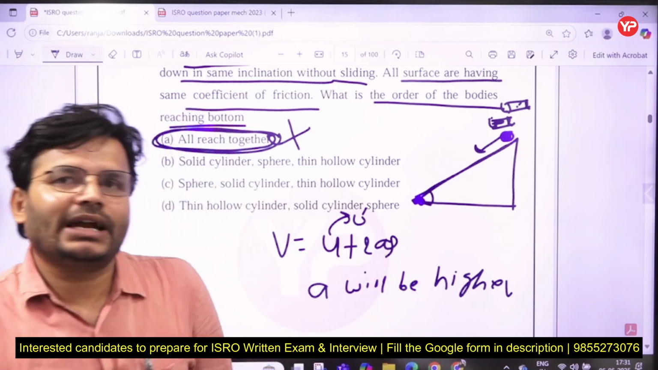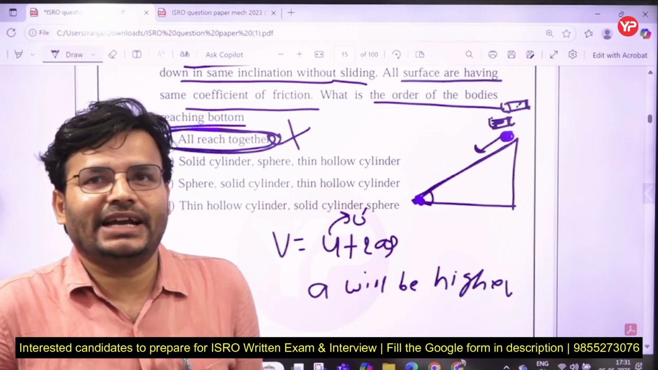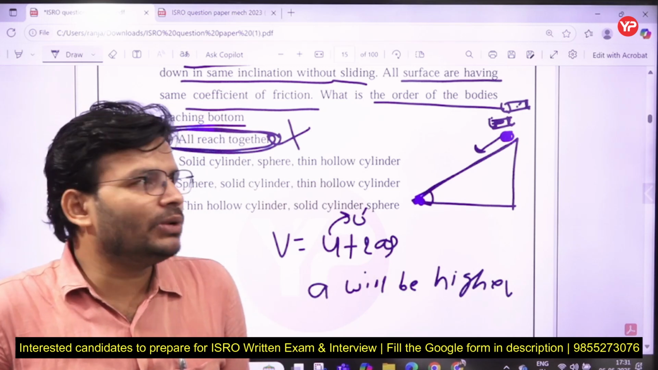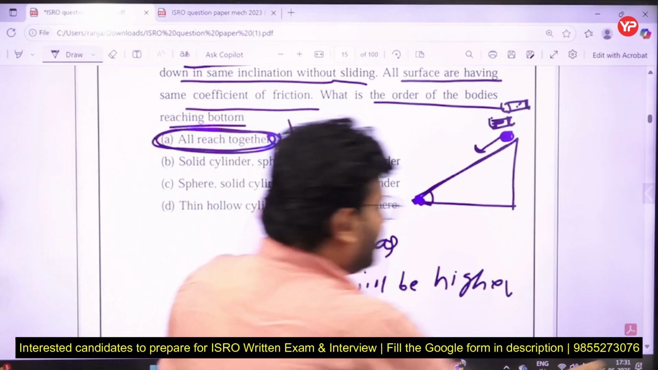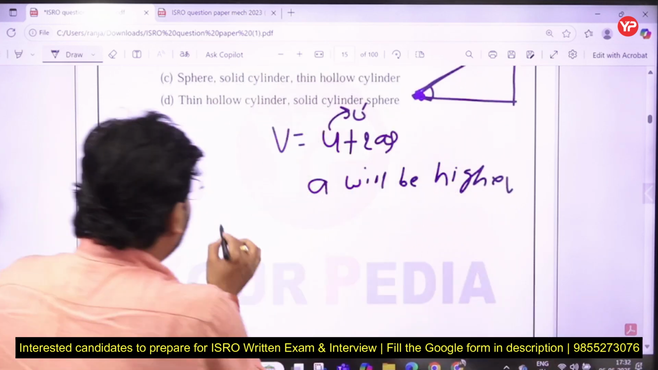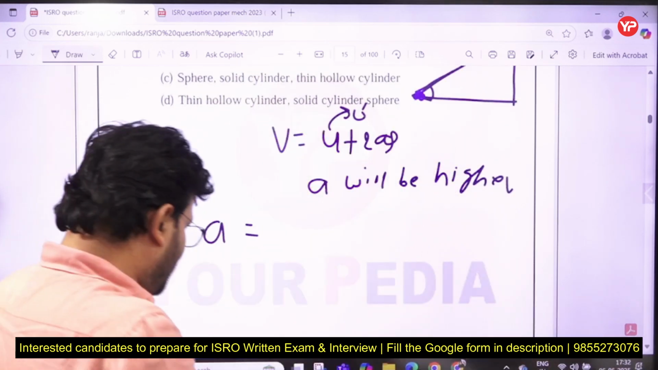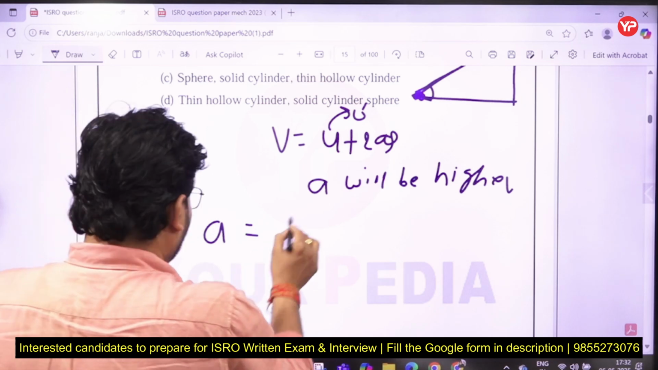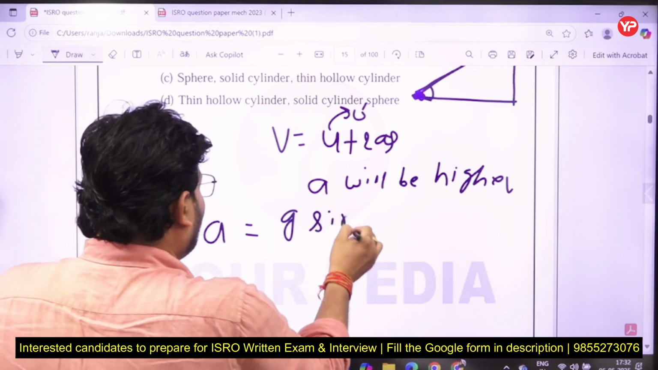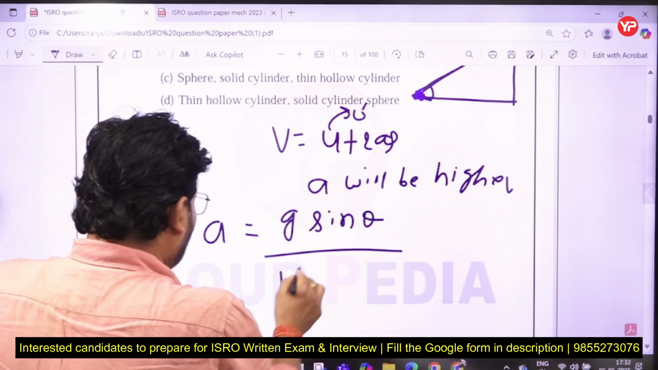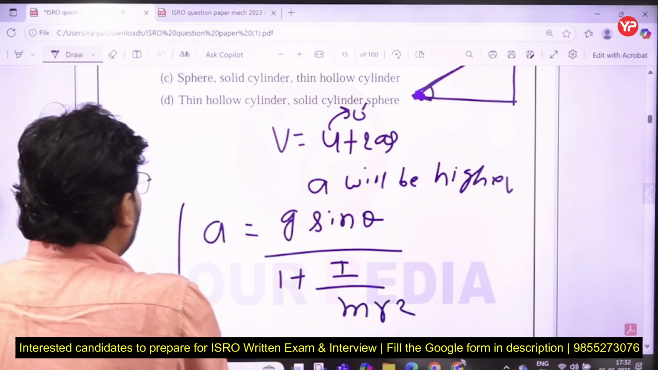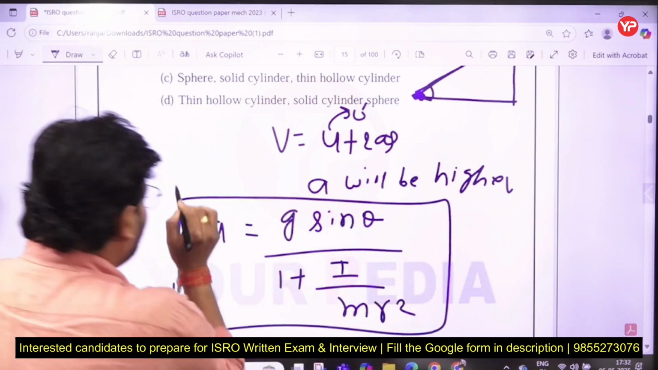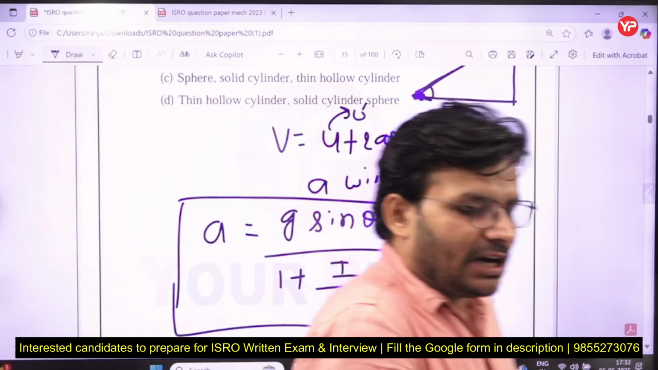Now the question is how to calculate a in that case, my dear friends. I want to give you one formula for calculating a in this situation. If you can remember it, well and good, otherwise no need to worry. The final conclusion is that you have to remember a equals g sin theta upon 1 plus I upon m r squared. That is the acceleration you can get.